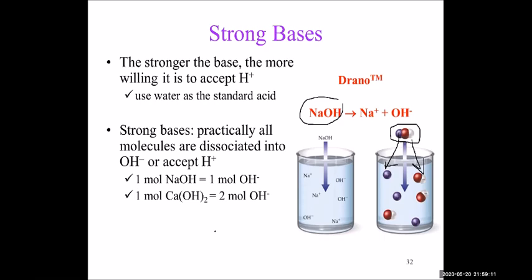The other strong base is calcium hydroxide. Calcium hydroxide is also a good example. With 1 mole of calcium hydroxide, you have 2 moles of hydroxide ions. So these are 100% become hydroxide ions.